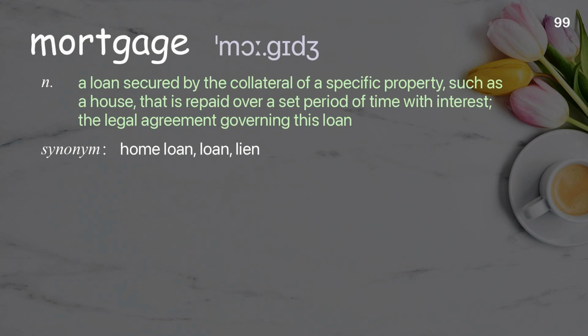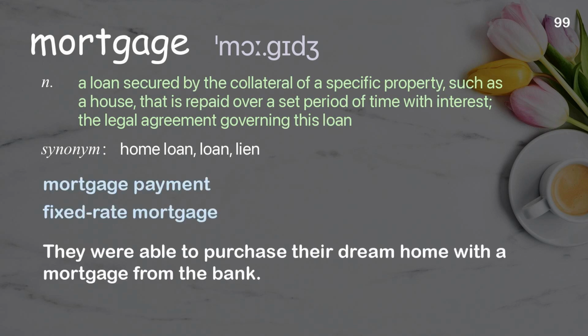Mortgage. A loan secured by the collateral of a specific property, such as a house, that is repaid over a set period of time with interest, the legal agreement governing this loan. Examples: mortgage payment. Fixed rate mortgage. They were able to purchase their dream home with a mortgage from the bank.